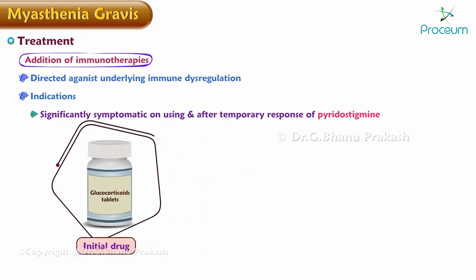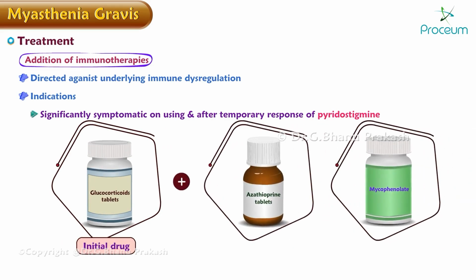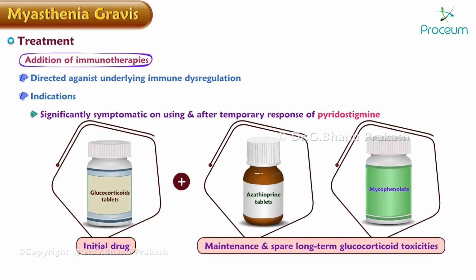Glucocorticoids are typically used initially, and many patients with generalized myasthenia gravis require the addition of a nonsteroidal immunotherapeutic agent, such as azathioprine or mycophenolate for maintenance and to spare long-term glucocorticoid toxicities.